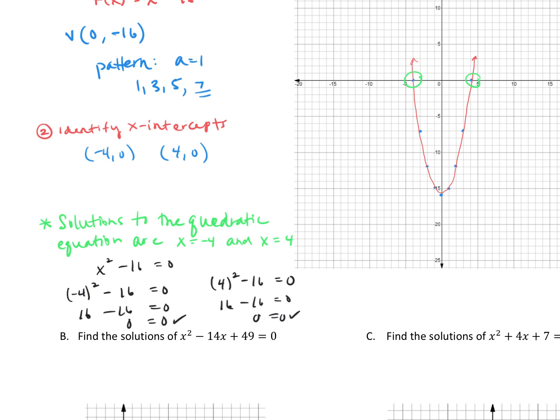So one last thing to add on here. Those solutions, 4 and negative 4, are the zeros of the function.